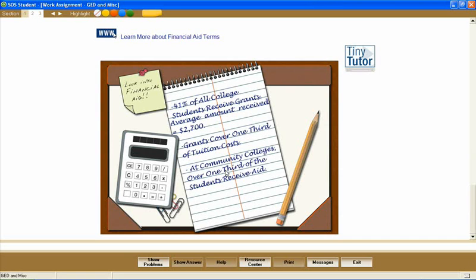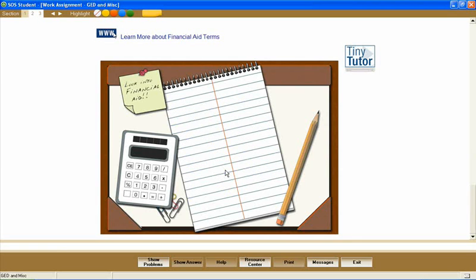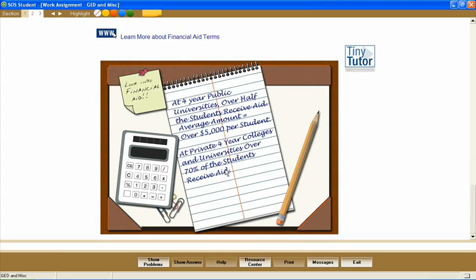In fact, at community colleges, over 1/3 of the students receive some form of aid, averaging over $2,000 per student. But I plan on going to a 4-year school. Okay, at 4-year public universities, over half the students receive some aid. What's the average amount awarded? Over $5,000. What about at private schools? At private four-year colleges and universities, about 70% of the students receive aid, and the average amount received is almost $9,000.